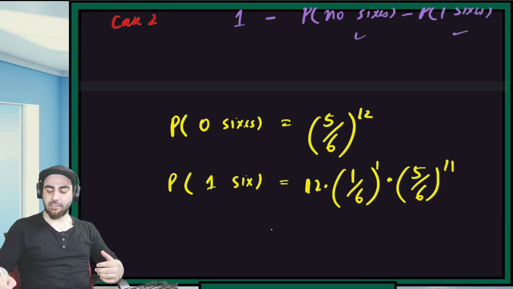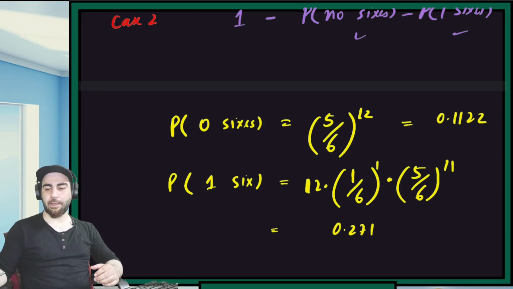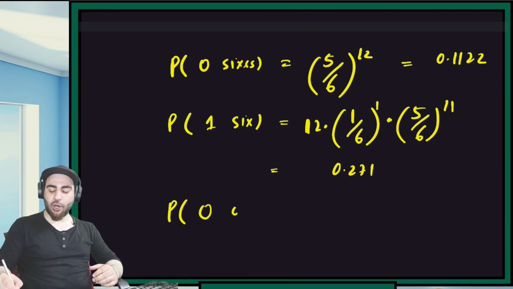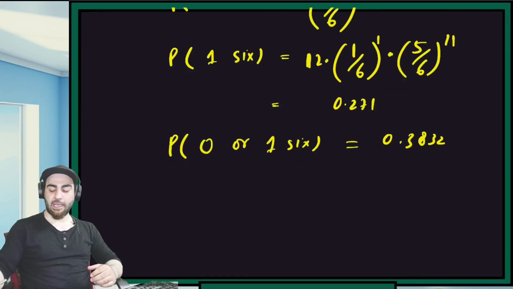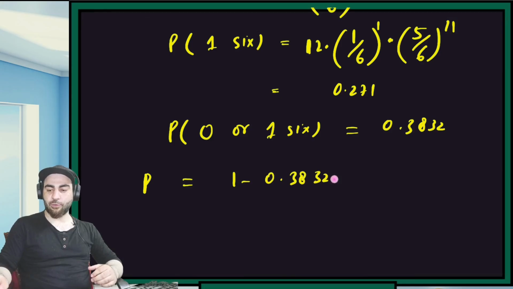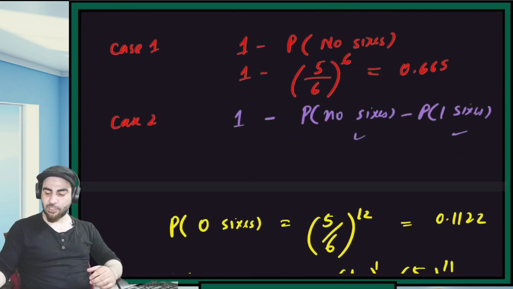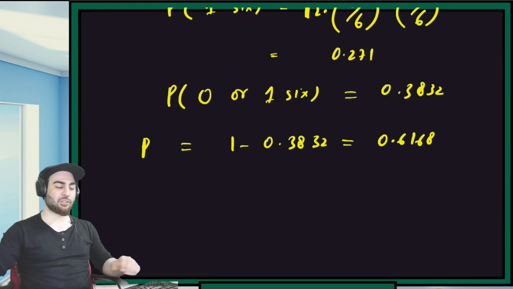So I think this calculation comes out to be 0.1122, though the calculation can be wrong, I don't know, and the other is 0.271. Now if I want the probability of 0 sixes or 1 six, I just add these two things. These come out to be 0.3832. And then the probability is 1 minus 0.3832, so this probability comes out to be 0.618. Initially, this was 0.665, and this was 0.618. Everybody understood the second case as well? How many of you understood case 2?